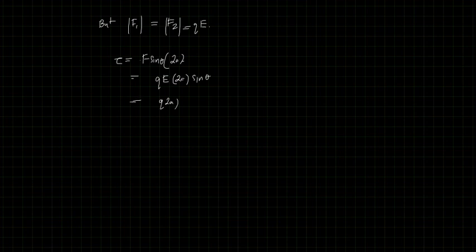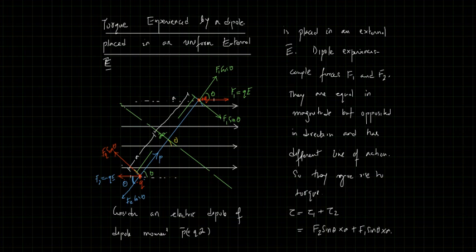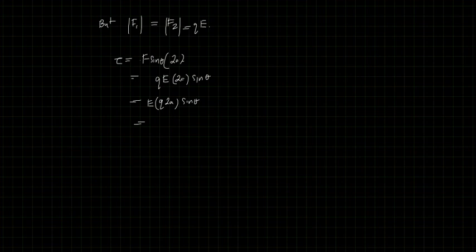Now what is this? Q2A sin theta. What is Q2A? Q2A is the dipole moment. Therefore, this must be PE sin theta. Correct? So tau would be PE sin theta. In vector notation, I can write tau as P vector cross E vector.